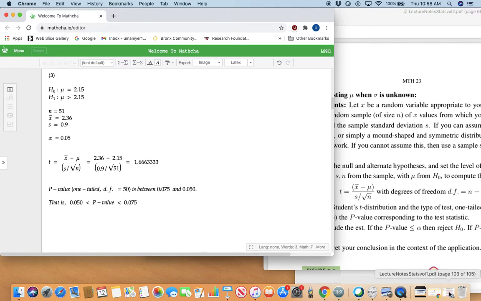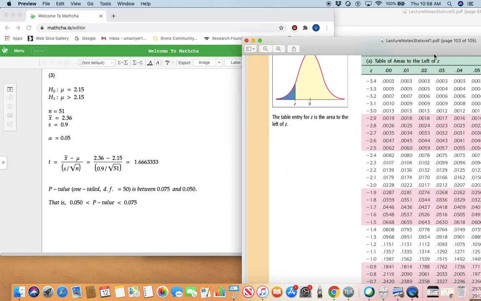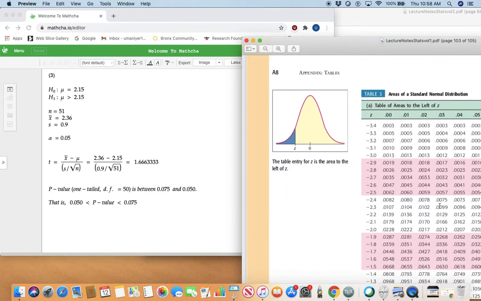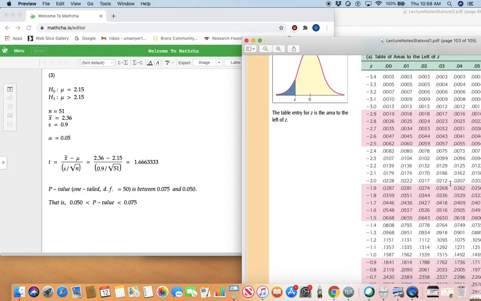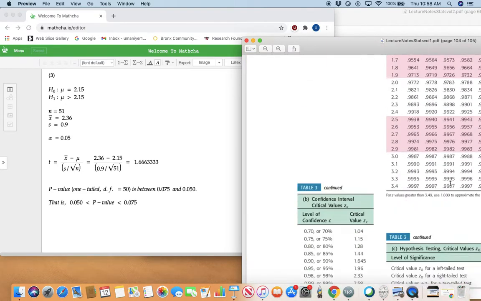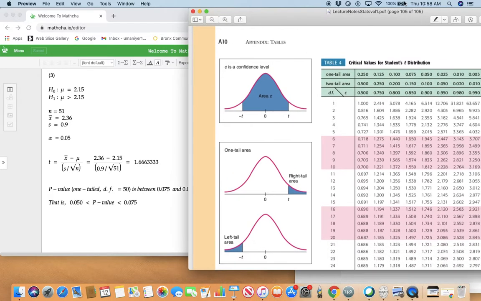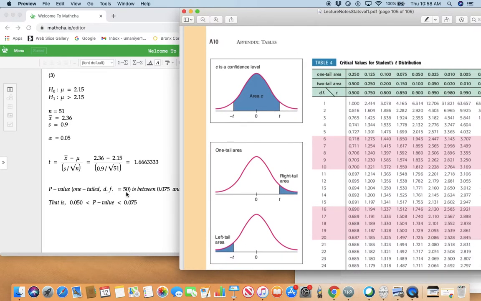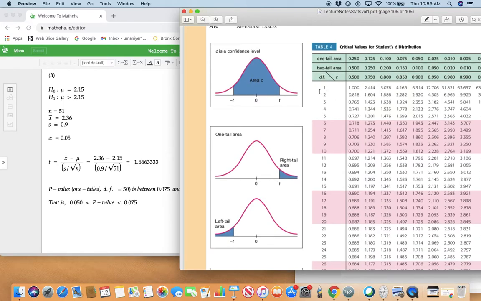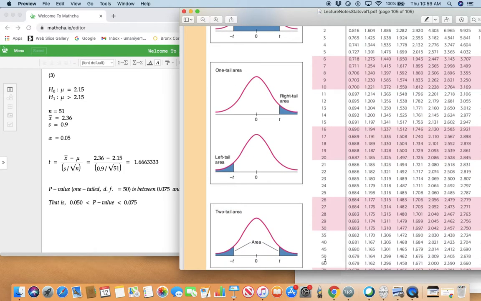So let's look for the p-value using Student's t table. Here is Student's t distribution. Degrees of freedom is 50, and notice we are looking at one-tailed because this is greater than. If it had been two-tailed, you would look at this row. Because it is one-tailed, you are looking at the top row. Degrees of freedom is 50.